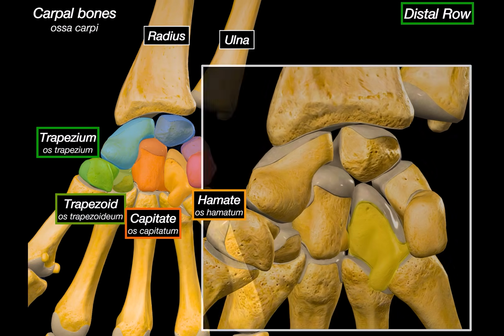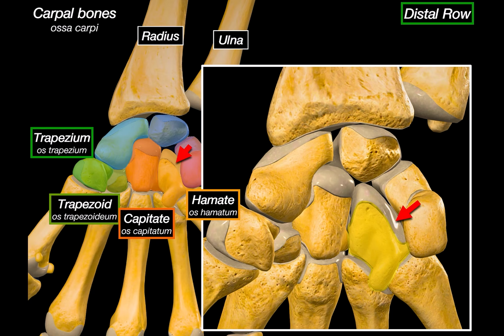And finally, we have the hamate. Hamate is at the ulnar side of the distal row. This part of the bone, its medio-proximal surface, connects with the triquetrum. Then here, distally, it connects with the 4th and 5th metacarpals, and laterally, it articulates with the capitate. But the most distinctive part of the hamate is this, the hook of the hamate.